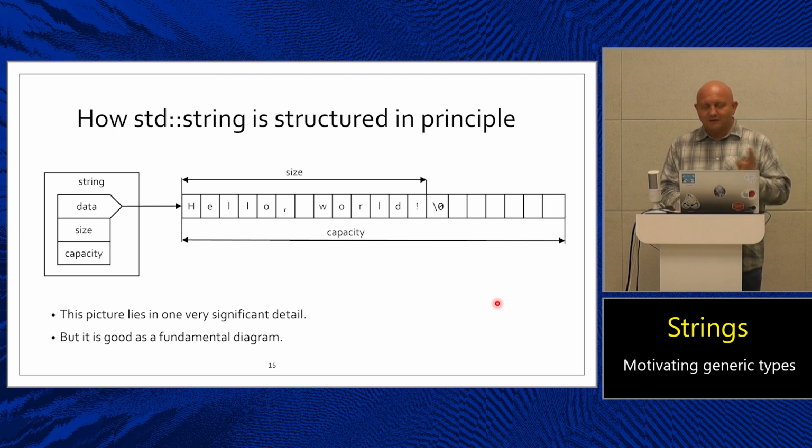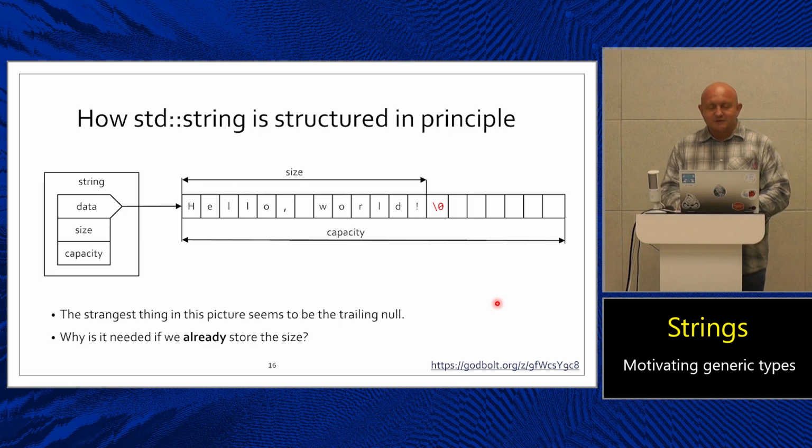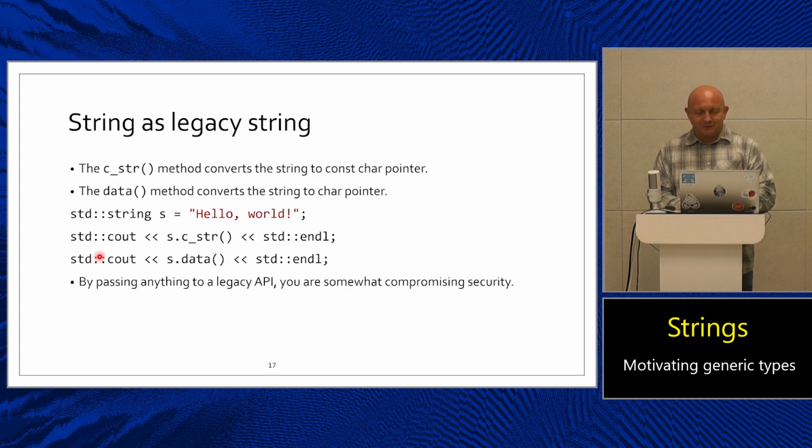3, 2, 1. And I think the strangest thing here is the very presence of the terminating null. Why do we need a terminating null at all if we already store the size? We already spent on the size, but decided to take the best of both worlds and also kept the terminating null. For what purposes? And of course, I hope you guess for what purposes. This exists for backward compatibility.